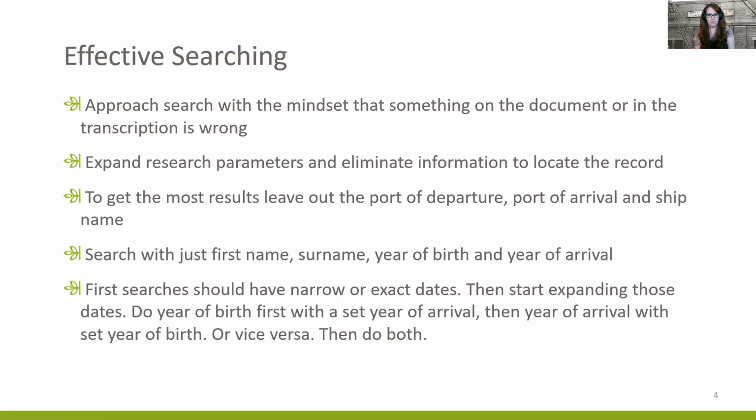And I just search with a first name, a surname, a year of birth, and a year of arrival. My first searches with those years are always exact or plus or minus 1 in the birth year and the arrival year. And then what I'll do is keep expanding that and just do the search over and over again. So like exact birth, and then I'll do like a plus or minus 1, plus or minus 2, plus or minus 5, and leave the arrival date pretty exact.